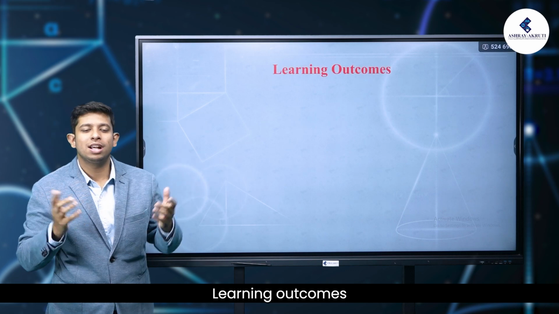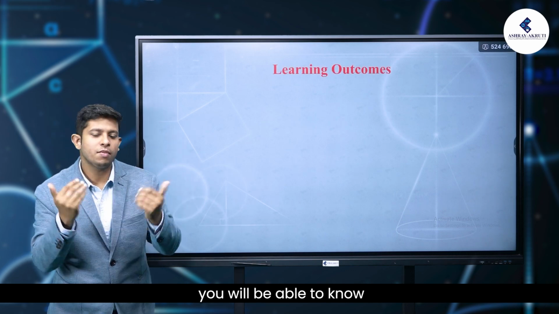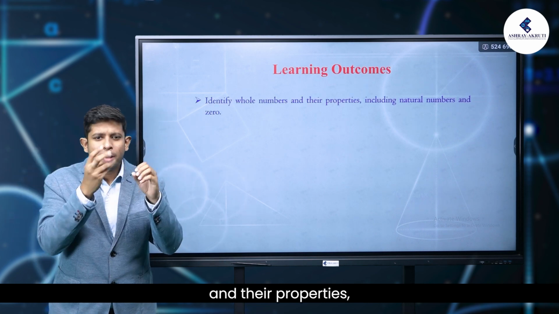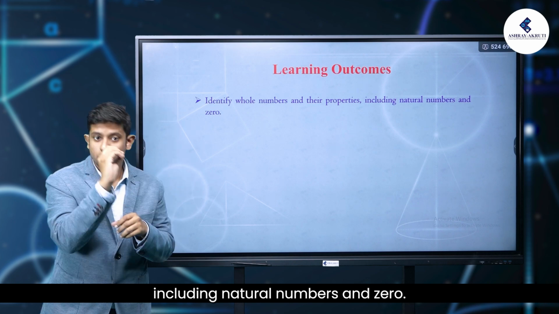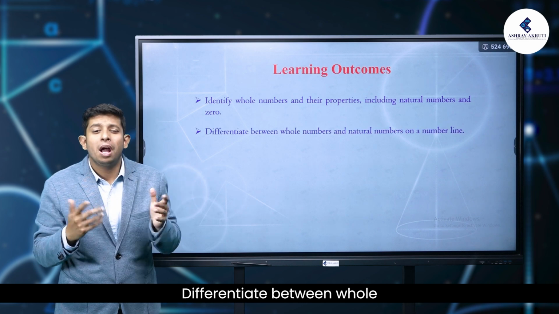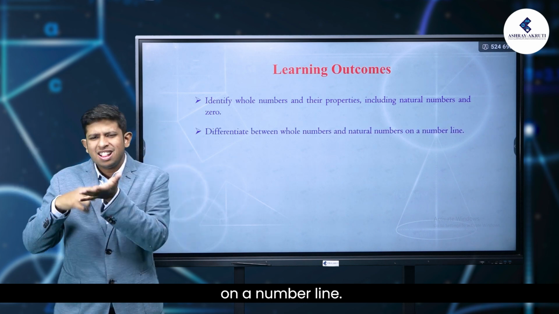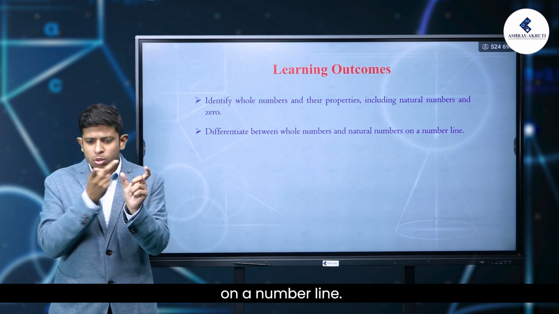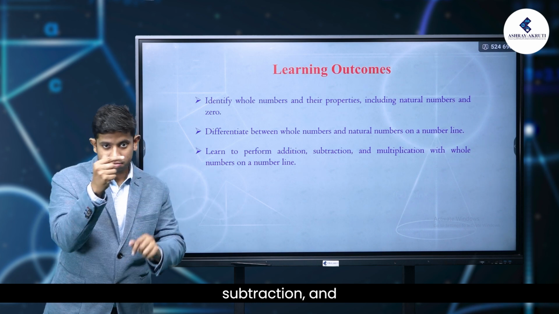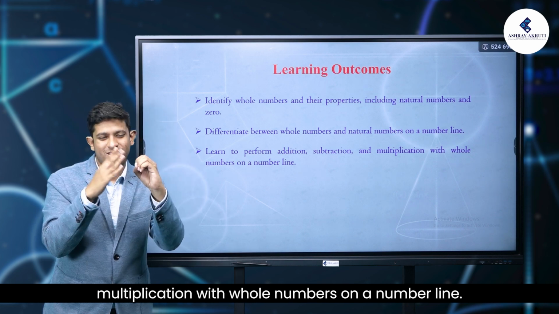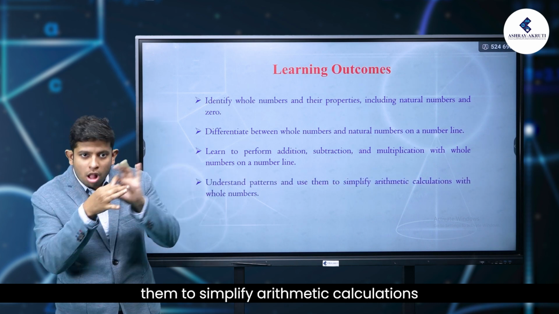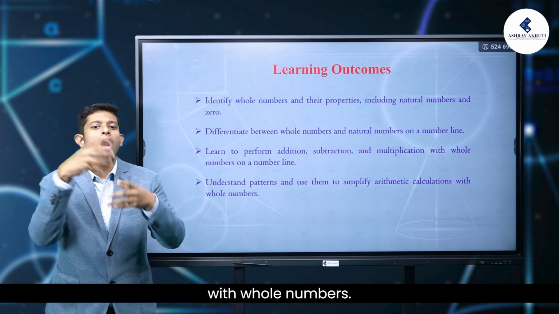Learning outcomes. After the completion of this lesson, you will be able to: identify whole numbers and their properties, including natural numbers and zero. Differentiate between whole numbers and natural numbers on a number line. Learn to perform addition, subtraction, and multiplication with whole numbers on a number line. Understand patterns and use them to simplify arithmetic calculations with whole numbers.